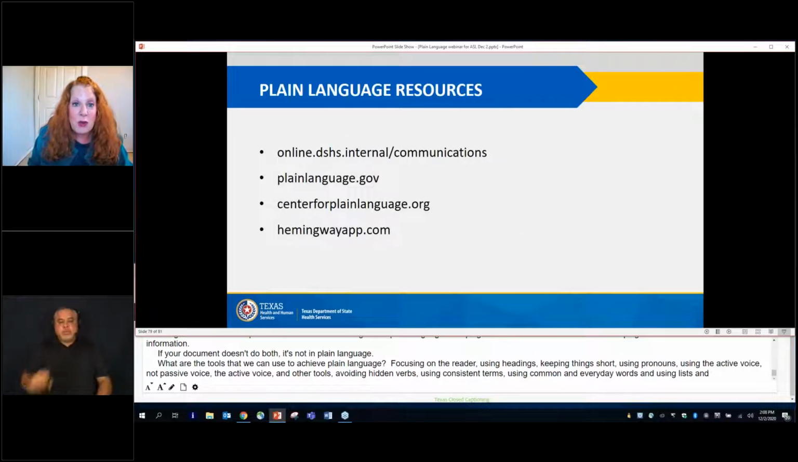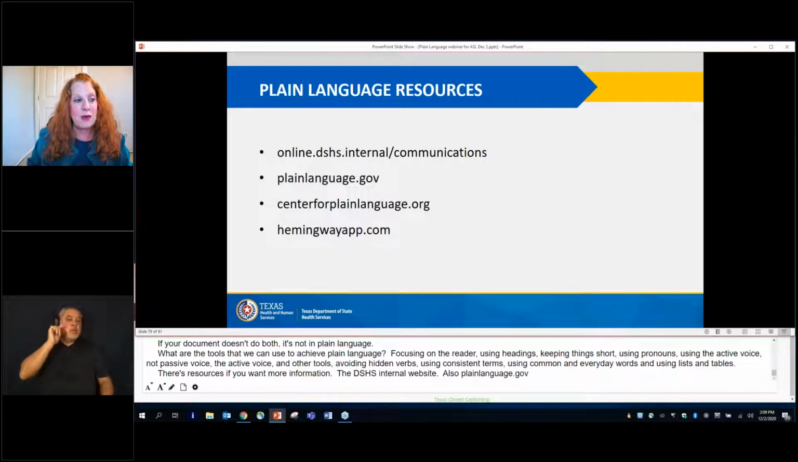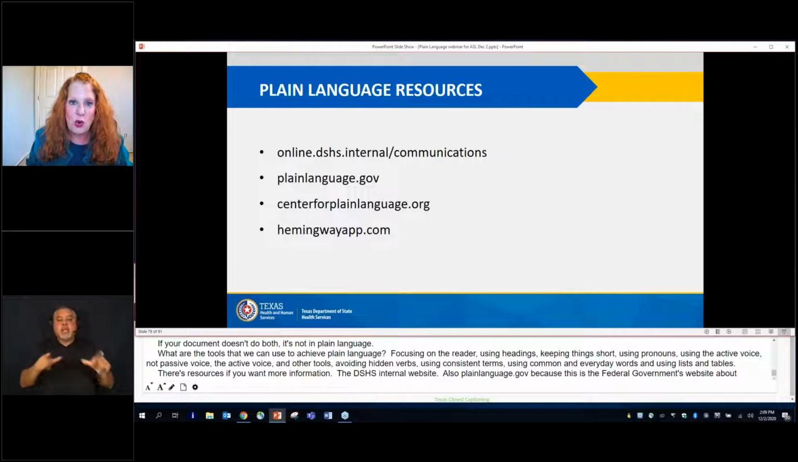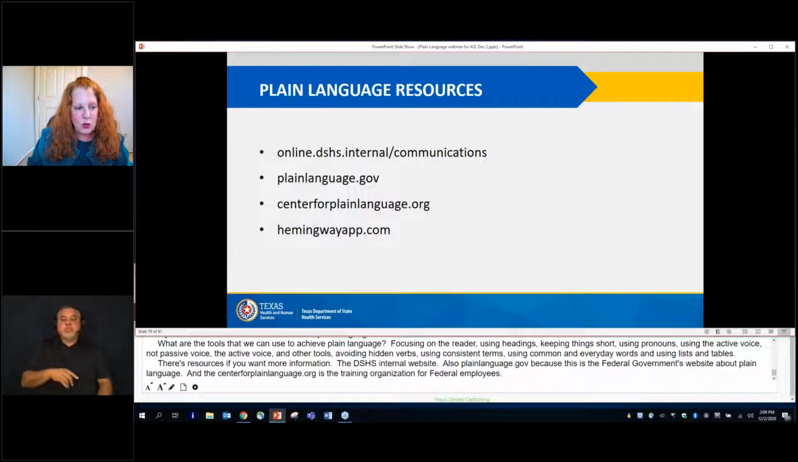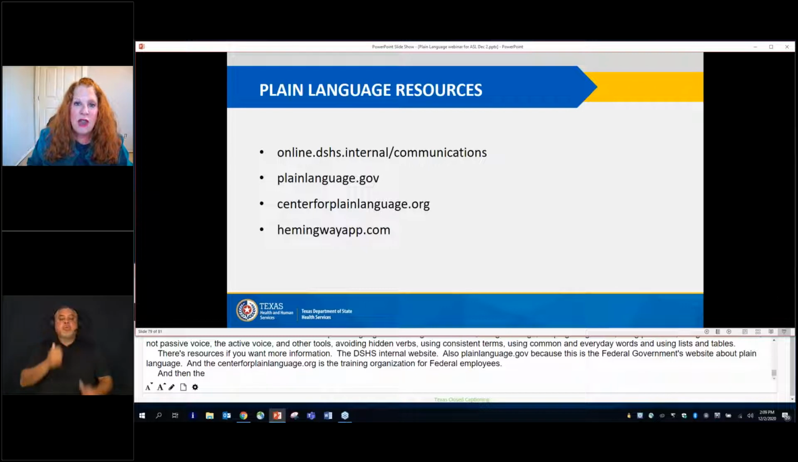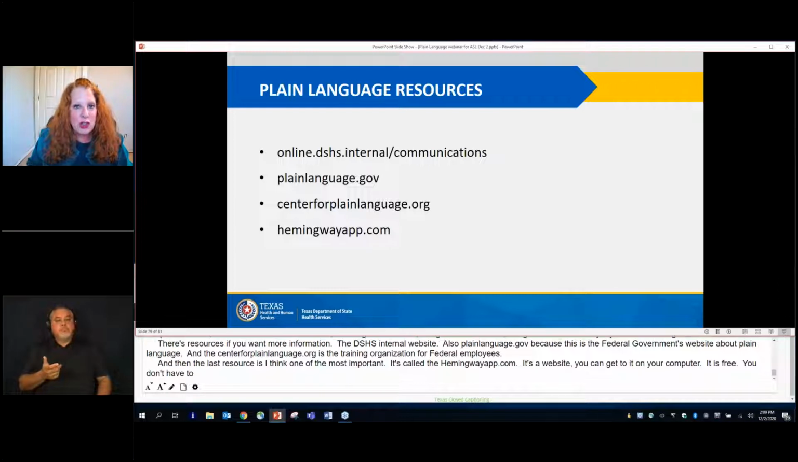There are resources if you want more information: DSHS's internal website. Also plainlanguage.gov, because this is the federal government's website about plain language. And the Center for Plain Language.org is the training organization for federal employees. And then the last resource is, I think, one of the most important. It's called the HemingwayApp.com. It's a website. You can get to it on your computer. It is free. You don't have to pay for the desktop version. It's free, and it will help you write in plain language.